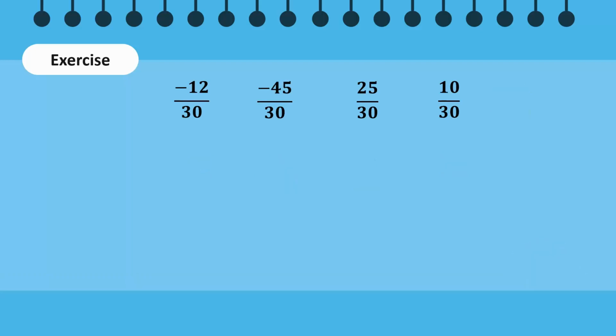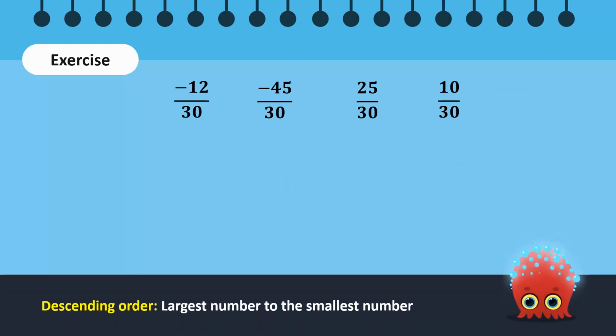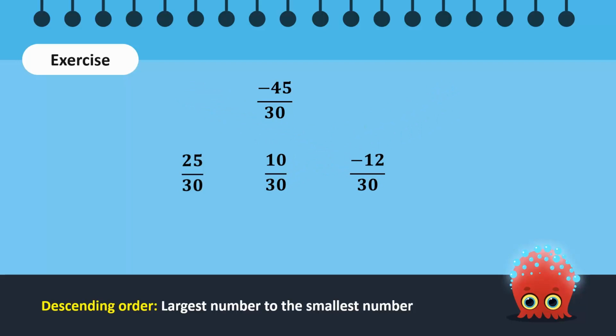To sort them in descending order, we write the largest fraction first, which is 25 over 30, followed by 10 over 30, minus 12 over 30, and finally minus 45 over 30. These are then simplified to their original form as follows.